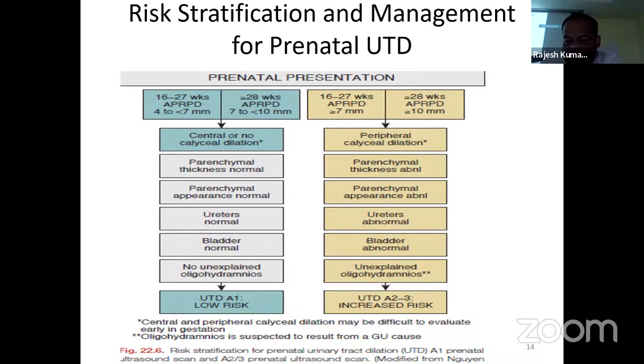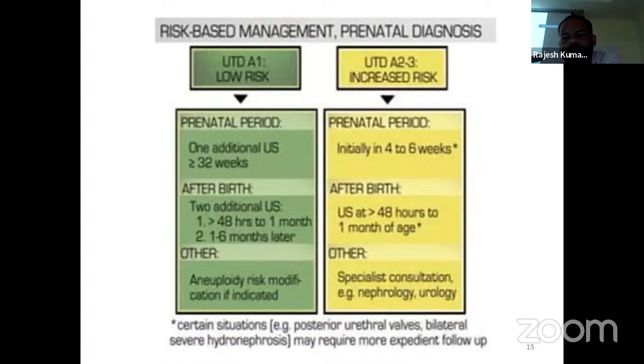Now, risk-based management of prenatal urinary tract dilatation. In the low risk group, management in the prenatal period is one additional ultrasonography after 32 weeks, and after birth there are two additional sonographies. One is after 48 hours of birth to 1 month, and the second is 1 month to 6 months later.